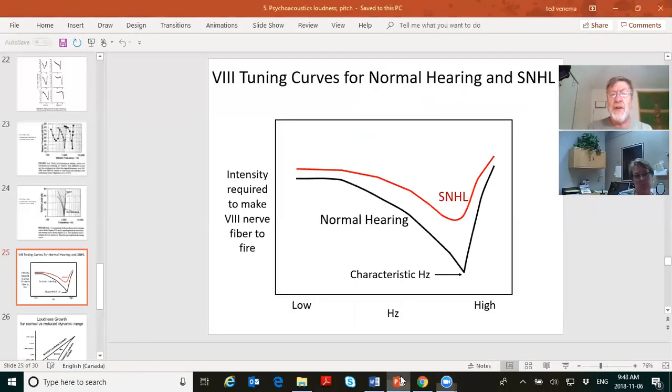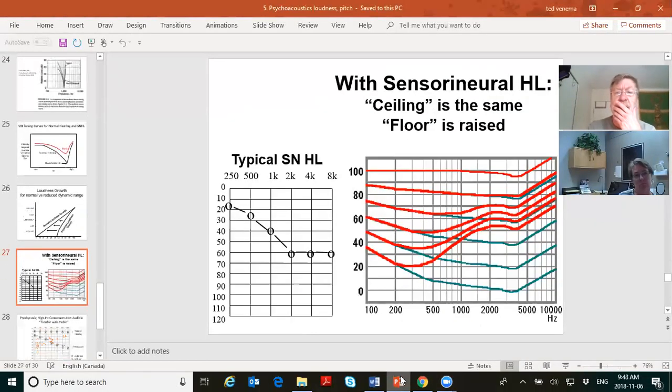The place theory enjoys much more popularity, but the Rutherford temporal firing theory is there to explain things that the place theory can't explain. There's a couple of weird little things here. If I look at this particular picture, let's see if we can find this guy here.